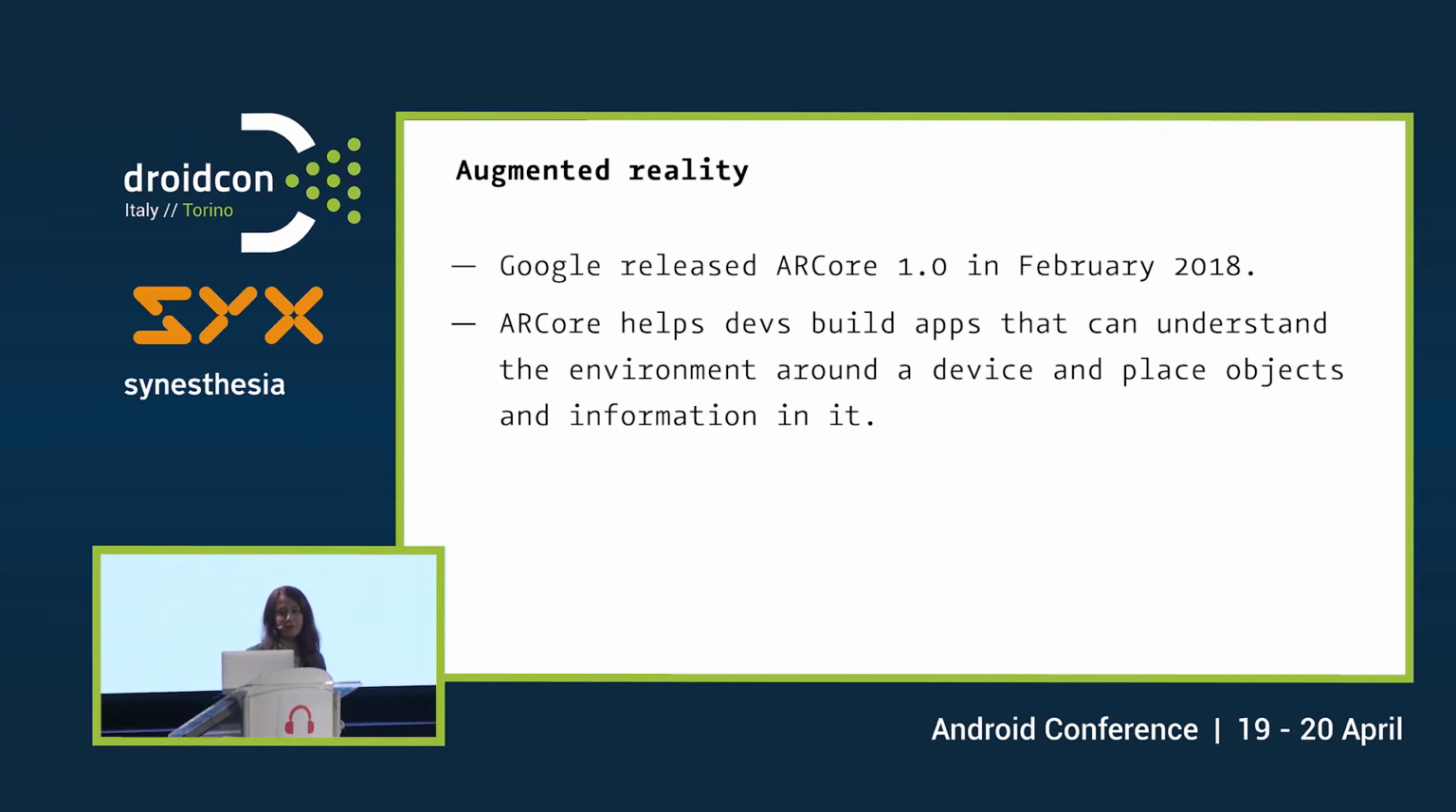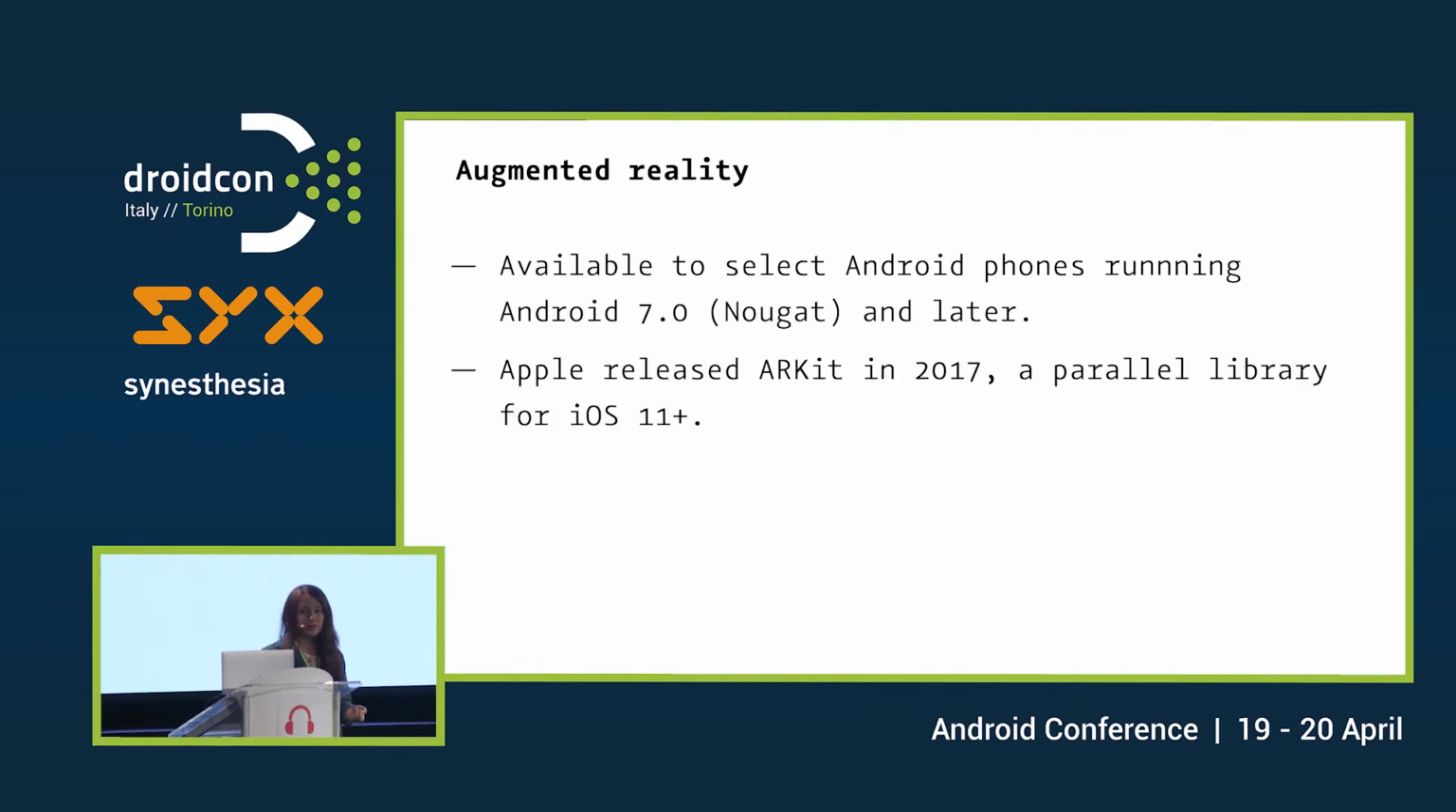And it gives your app the ability to understand the environment around a user's device and to place objects and information within it. So ARCore is available right now to Pixel 2 devices, along with a handful of Samsungs, including the S7, S8, and S9, assuming they're all running Nougat or later. And also, for those of you who, like me, work on applications that have an iOS version, Apple has released ARKit, which provides a similar feature set. So you should be able to support very similar, if not identical, AR experiences across the two platforms.